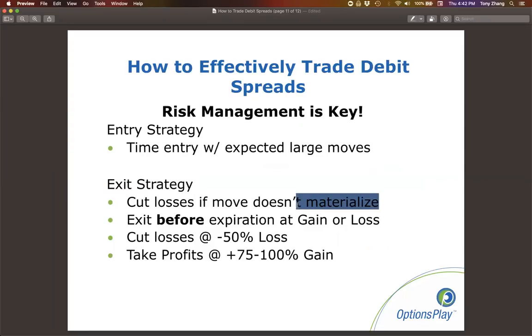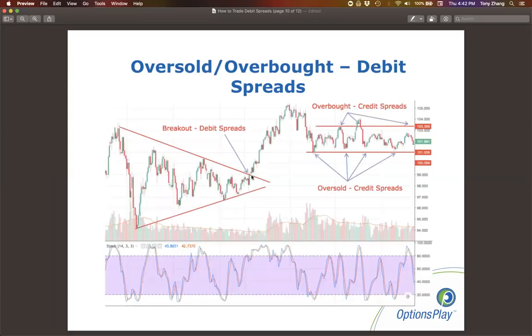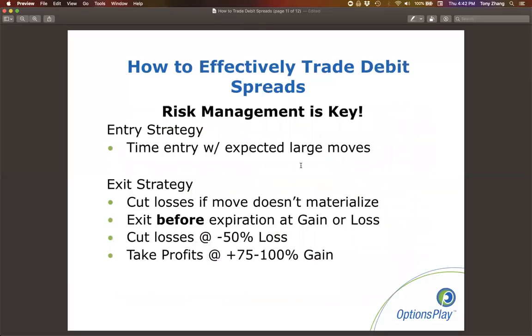So number one, when you're trading debit spreads, you want to cut your losses if the move that you're expecting does not materialize. Meaning, when we're expecting a breakout, if the breakout starts to move and then just kind of moves sideways and doesn't really happen, get out, because if your initial expectation of the stock really taking off doesn't happen, you need to cut your losses if the move that you're expecting does not materialize.